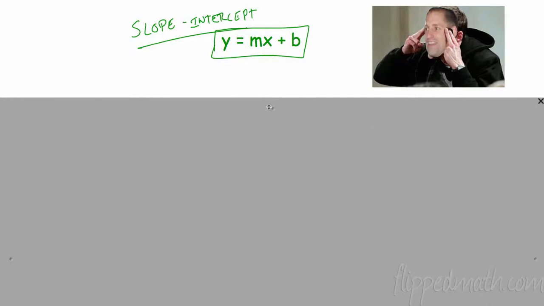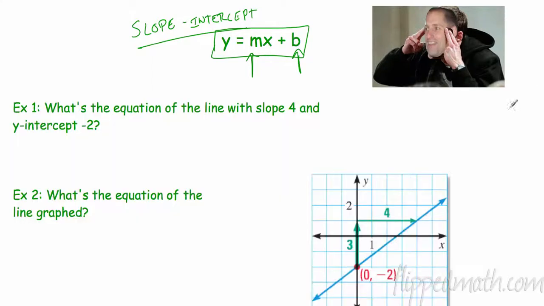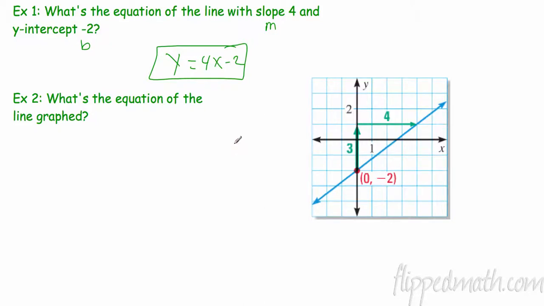Alright? So when we do this in slope-intercept form, we're always looking for two things: a slope and an intercept. So let's start easy. Two easy ones to start with. What's the equation of a line with slope 4, that's our m, and y-intercept -2? So y equals 4x minus 2. Easy peasy lemon squeezy. I can't make it any easier than that.